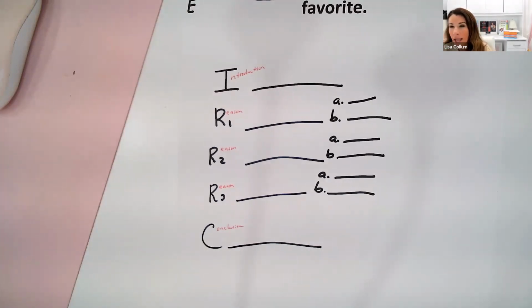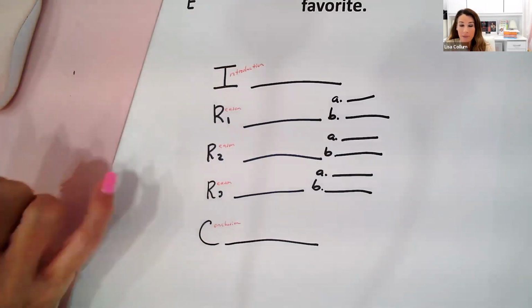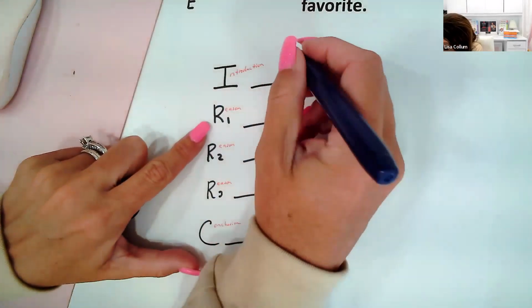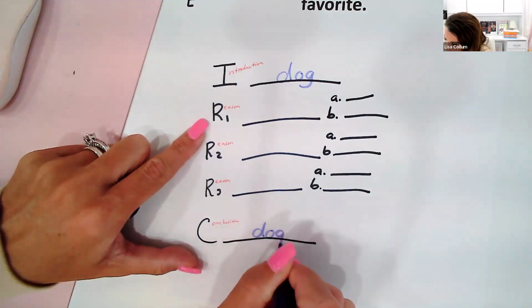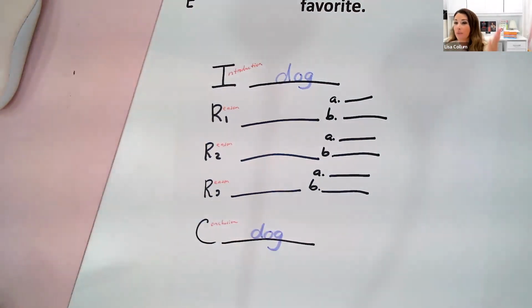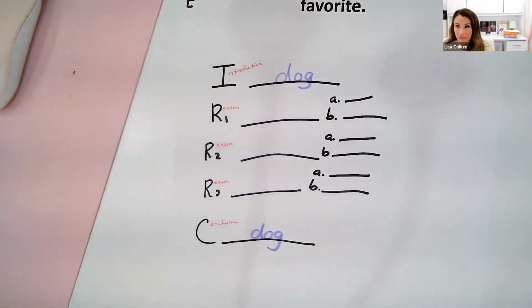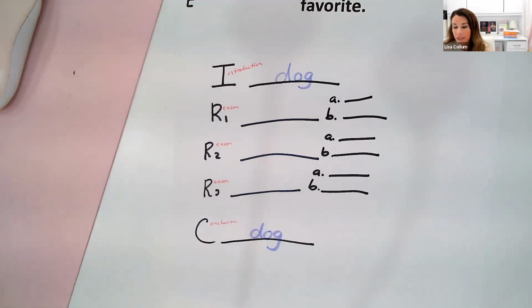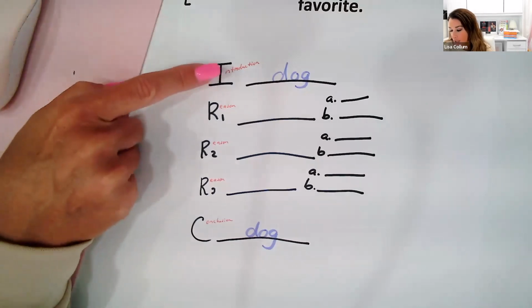Now, whatever topic you pick, so whatever the prompt is, whatever your main topic is that you pick, that always goes on the I and the C line, okay? So this said favorite animal. I'm going to pick dog. So I'm going to put dog and dog, okay? If it said pick your favorite person and I picked my mom, I put mom and mom. If it said pick your favorite holiday and I pick Christmas, I put Christmas and Christmas. Whatever your main topic is that you pick, you put on the I line and the C line. So I picked dog, so I put dog and dog.